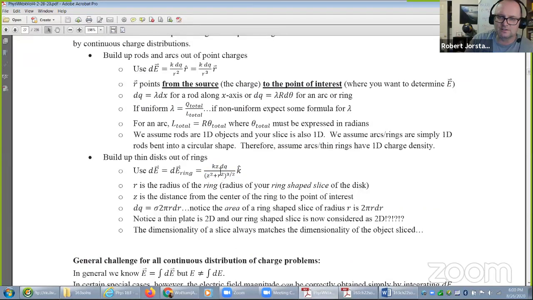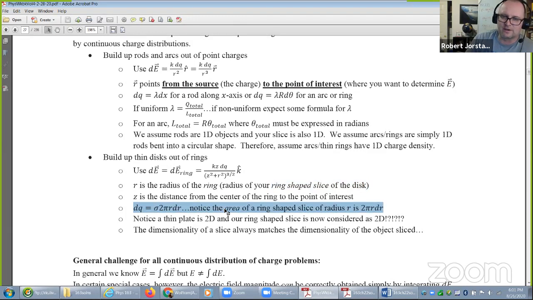That's what we're going to do here. So notice it's K, Z. We've got a dQ instead of a Q, and we've got a little r squared instead of a big R. More on that in a minute. R is the radius of the ring, or the radius of your ring-shaped slice of a disc. Z is from the center. dQ is equal to this. Great. I'll go into that in the next problem.